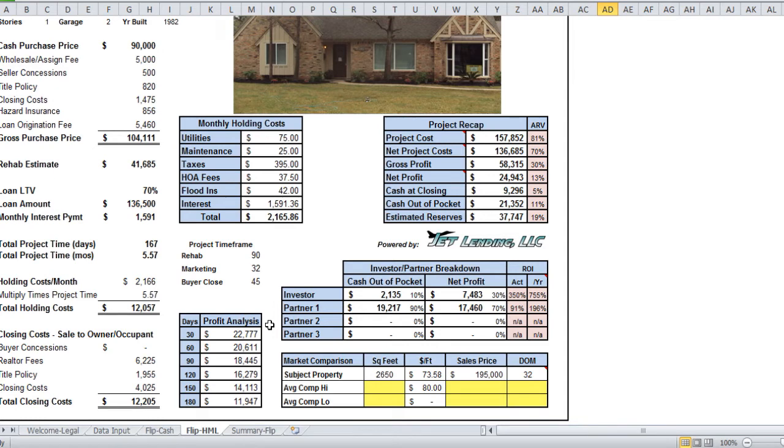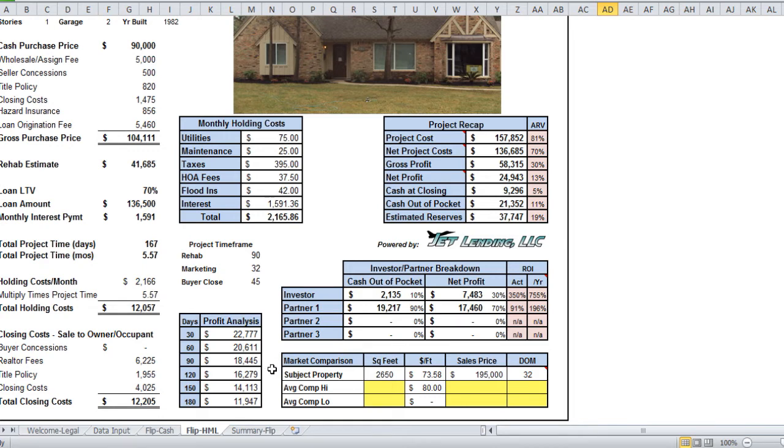Something that we didn't get into, but we'll get into in the comparative, is your profit analysis in the event that your project takes more time than the estimate of 167 days you have up here. So what we've done is we've taken your holding cost, and if it takes you an additional 30 days, what would be your profit? 60 days, 90 days, 120, 150, 180. So what we're looking at here is, if your project ends up taking longer than what you expected, what is the impact on your profit? As you notice here, it goes down, and it goes down by your monthly holding cost. That's something that you'll have to evaluate.